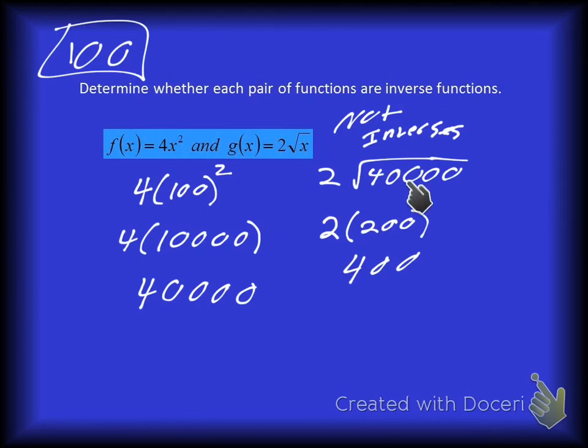Think about this. When we went from square root of 40,000 to making it 200, let's say we accidentally made it 2,000. 2,000 times 2 is 4,000. 4,000 still isn't 100, so even though we made a mistake here, we still don't have 100 as our answer, so we're still going to answer the question, not inverses. See what I'm saying? So you guys do have a little bit of freedom, you might be able to get by with making a mistake and still being all right.